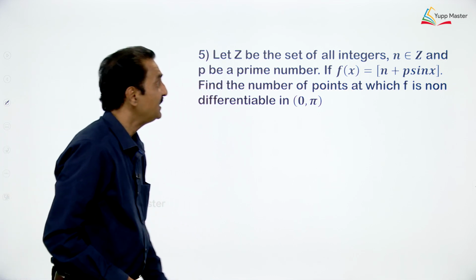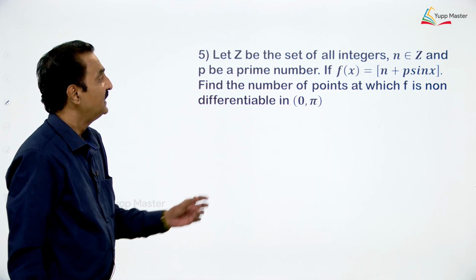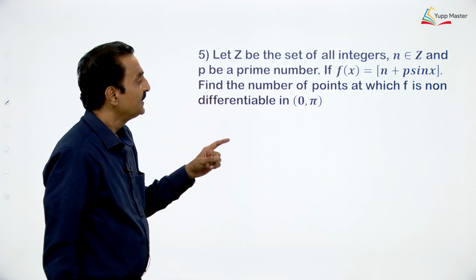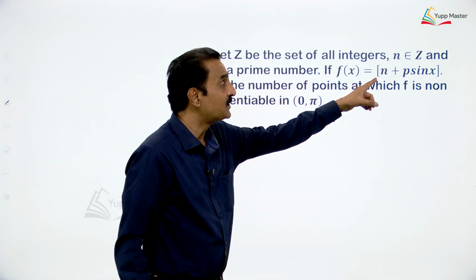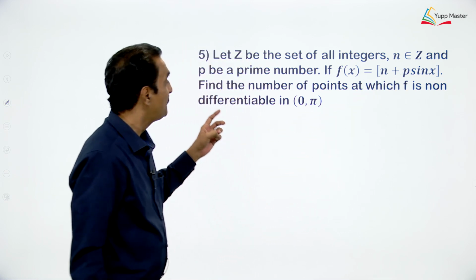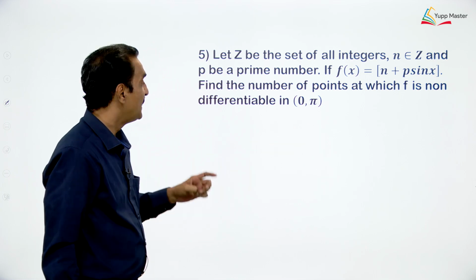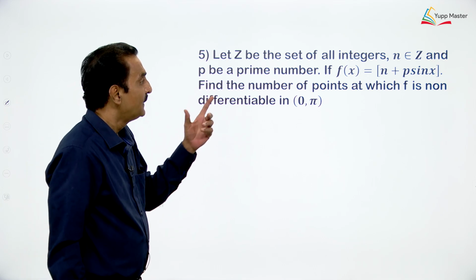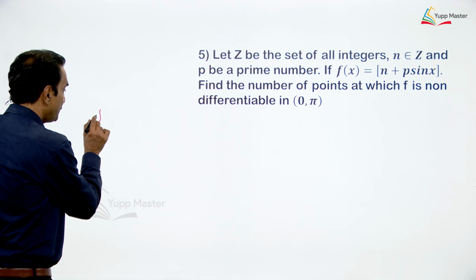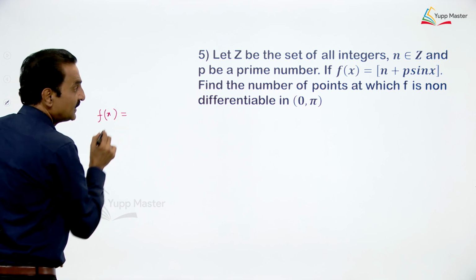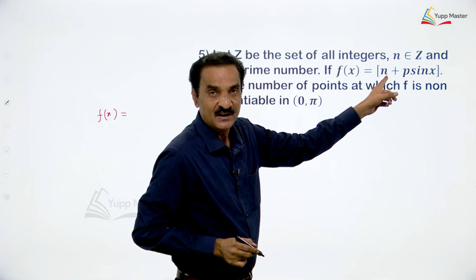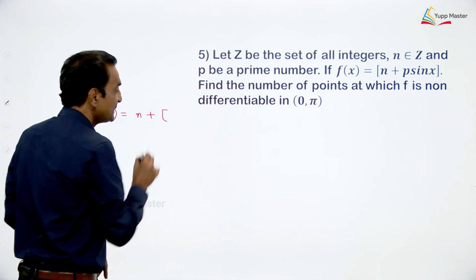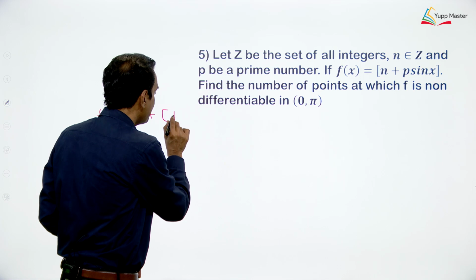Let Z be the set of all integers and n belongs to Z and P be a prime number. If f of x is equal to the integral part of n plus p sin x, find the number of points at which f is non-differentiable in the open interval 0 to pi. f of x is equal to, in integral part, if you have an integer, we can take it out. So, I will take n outside the integral part, plus the integral part of p sin x, right.